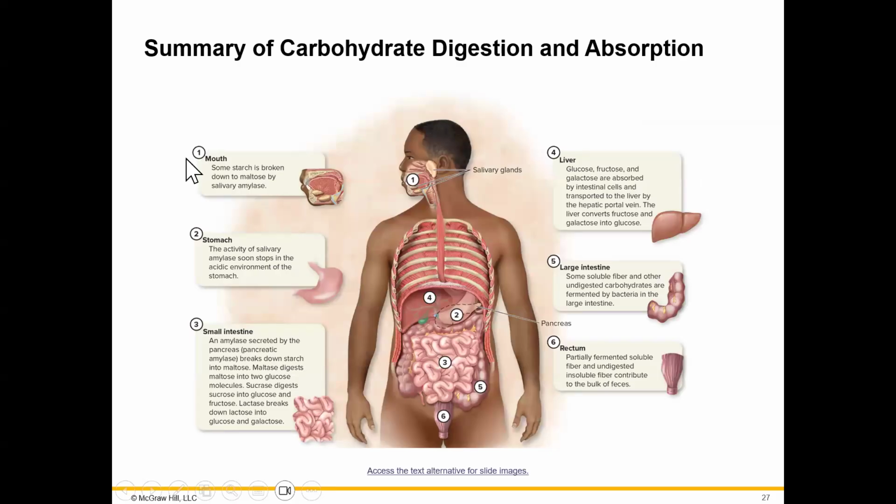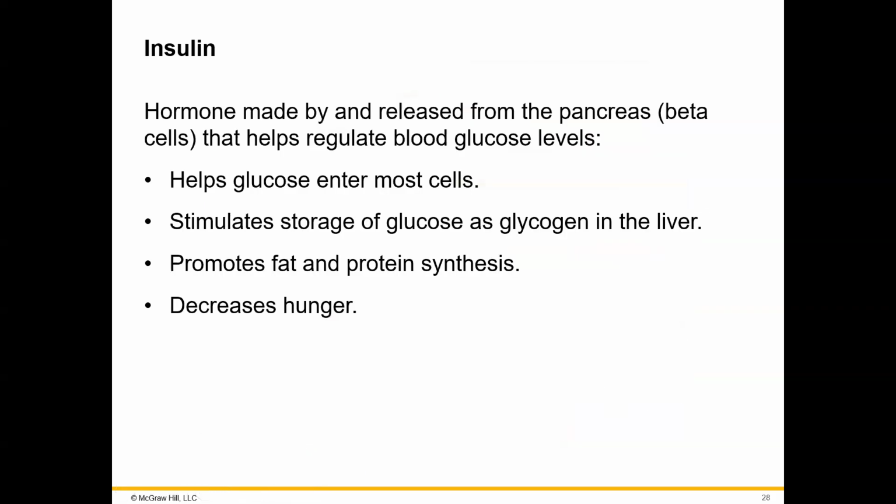So you see that process here. It goes into the mouth as starch, continues to be broken down here in the stomach, and is absorbed here in the small intestine. Glucose, fructose, and galactose here are absorbed by the intestinal cells and then transported to the liver via the hepatic portal vein, and it converts that fructose into galactose and lactose. So the liver does have an integral role in some of this breaking down of carbohydrate, soluble fibers in the colon, and then bulk feces excreted through the rectum.